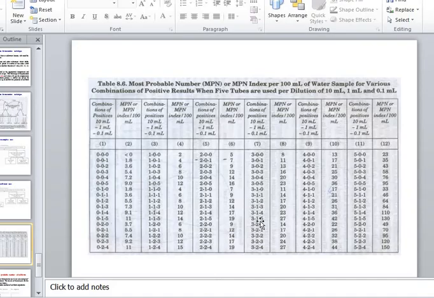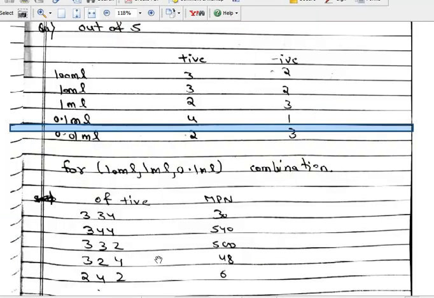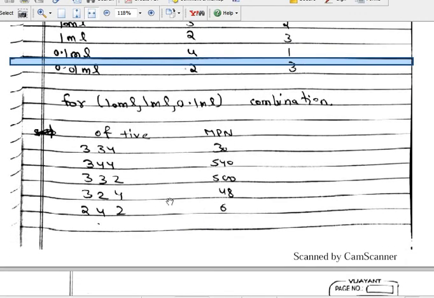Now you come here. So 3 2 4, I think this is at the bottommost one. So the 3 2 4 value is 27. Okay. Now you come here. So the 10 ml, 1 ml and 0.1 ml combination. Okay. So 3 2 4, maybe these values are not matching; I think I made a mistake while copying, but I am telling you the procedure. So it's 3 2 4, and let us say this value is 48.